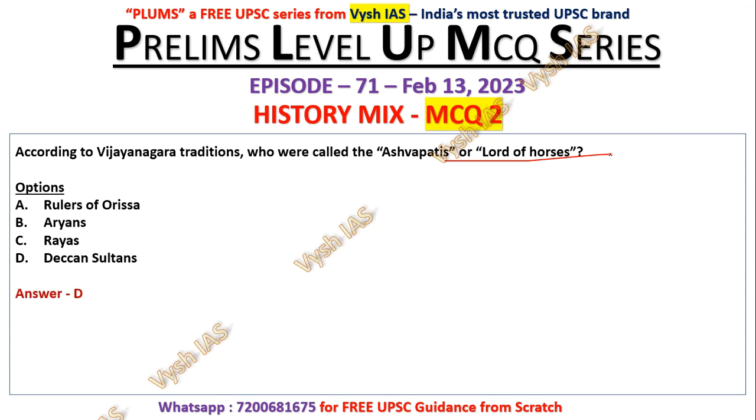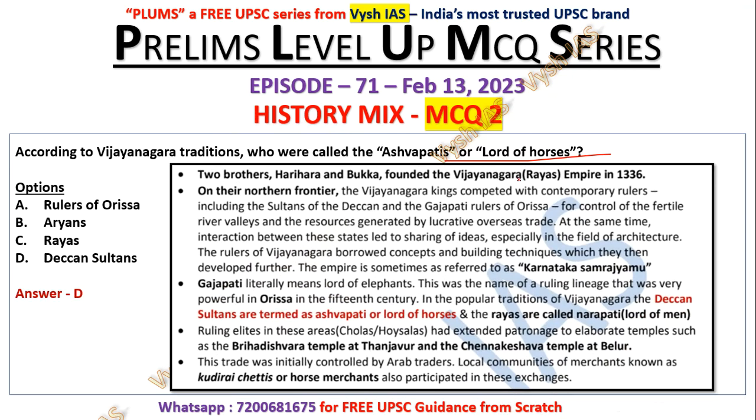So here the answer is D, the Deccan Sultans. This is the Vijayanagara story. Two brothers, Harihara and Bukka, founded the Vijayanagara or the Raya Empire in 1336. Okay, you would have heard of Krishnadeva Raya and all, right? That is from the Vijayanagara kingdom. On their northern frontier, the Vijayanagara kings competed with contemporary rulers, including the Sultans of the Deccan and the Gajapati rulers of Orissa, for control of the fertile river valleys.